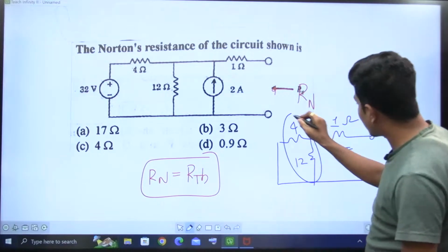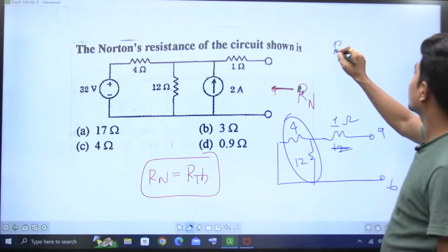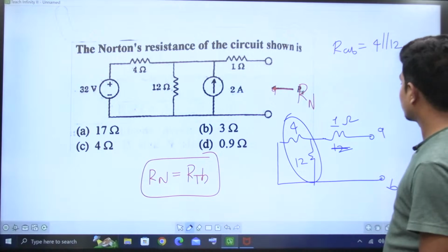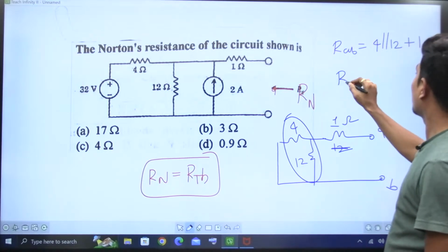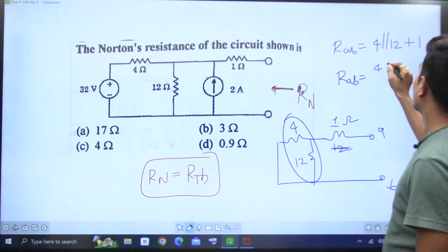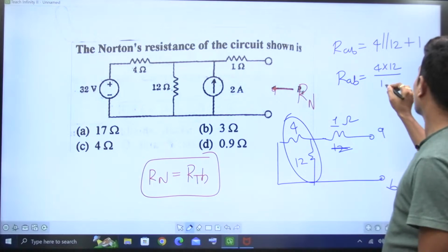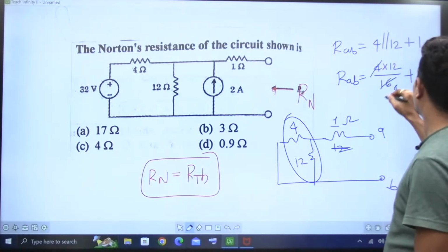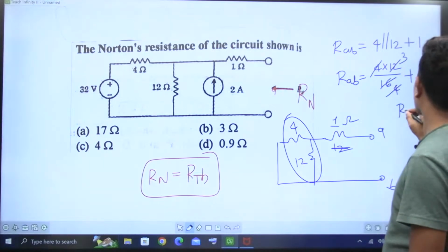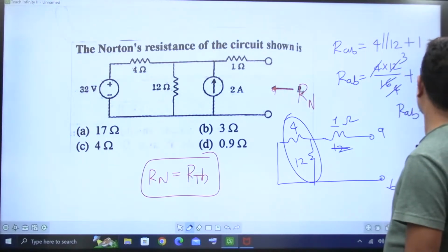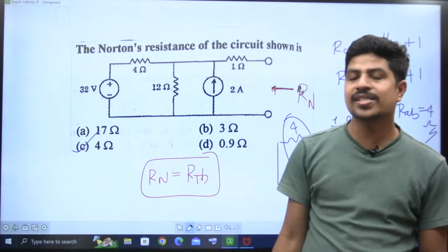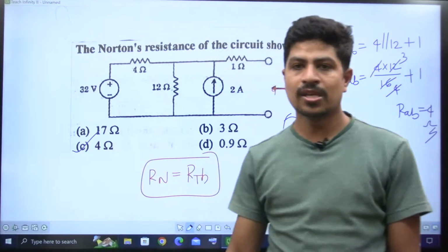This 4 and 12 are in parallel, so RAB is equal to 4 in parallel with 12, plus 1. So RAB is equal to 4 into 12 by 4 plus 12, that is 48 by 16, plus 1. So 3 plus 1, RAB is equal to 4 ohm. Simply, the option is C. Option is C. Norton's resistance.